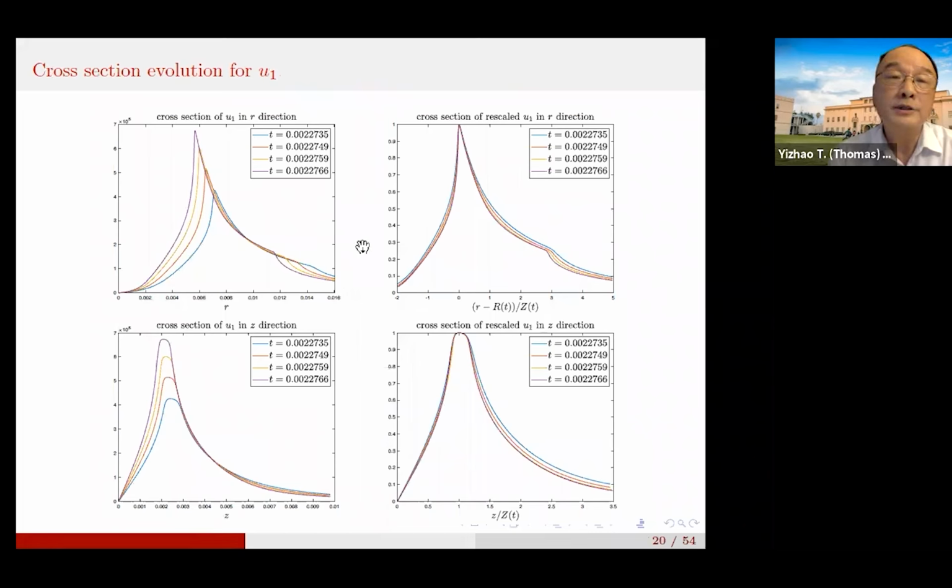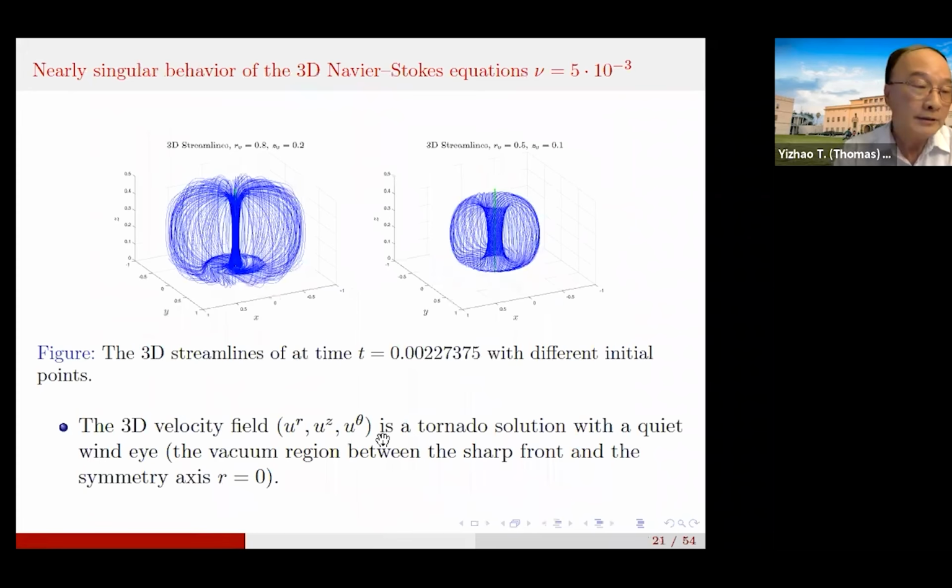And you can also look at the cross section for R cross section and Z cross section for the U1 variable. In the physical domain, you can see that they approach R0 with growing amplitude. But after you do the rescaling, it seems to collapse to a self-similar profile in both R and Z direction. So now, in the remaining few minutes, I would like to do the same thing for the Navier-Stokes equation.